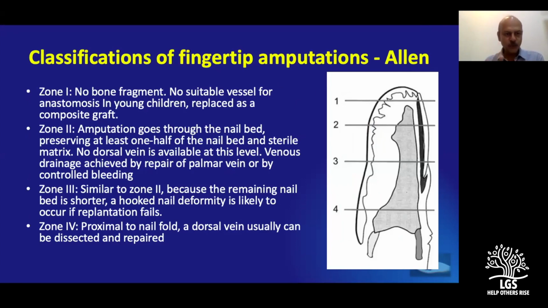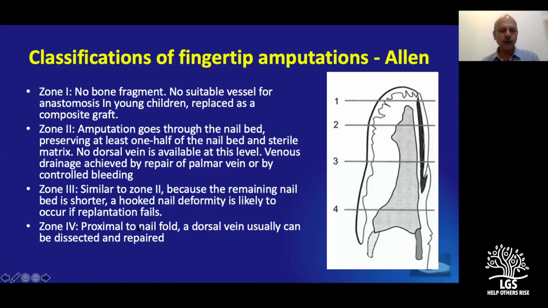In zone 2, the amputation goes through the nail bed, preserving at least one half of the nail bed and sterile matrix. There is no dorsal vein available at this level. Venous drainage is achieved by repair of palmar vein or by controlled bleeding. We'll see what is this controlled bleeding. Controlled bleeding means when you don't have veins, you can use leeches or you can use other techniques by putting in an IV cannula. In zone 3, it is similar to zone 2, but because the remaining nail bed is shorter, a hook nail deformity is likely to occur if the replant fails.